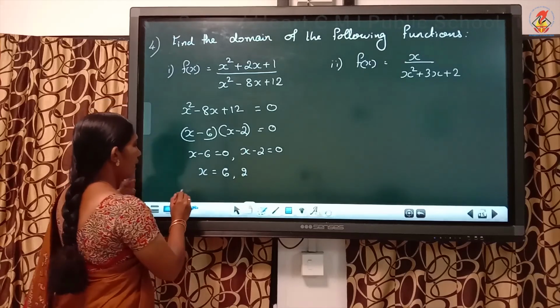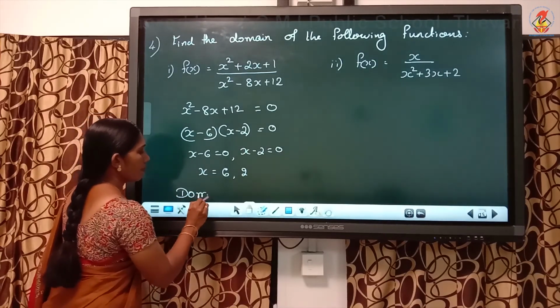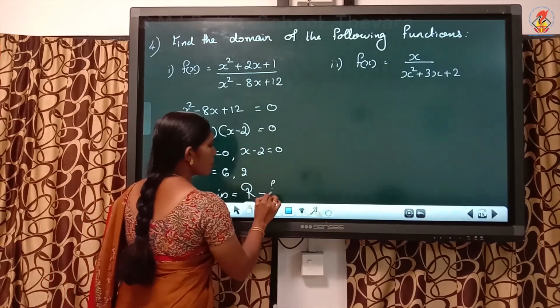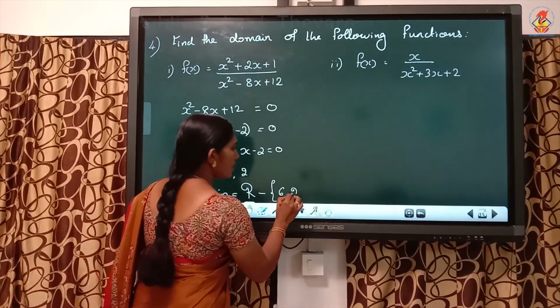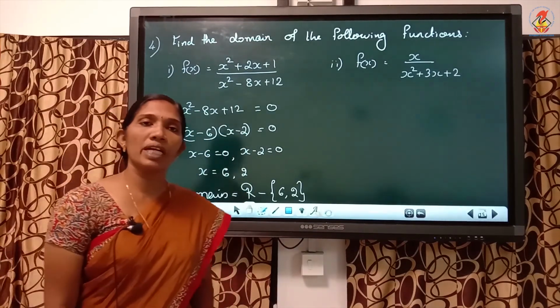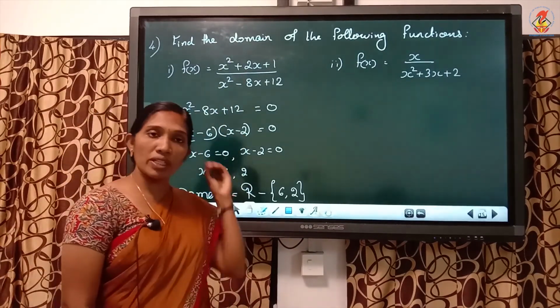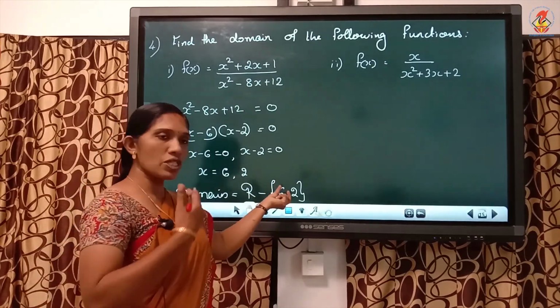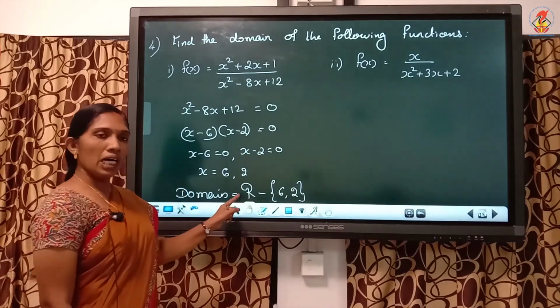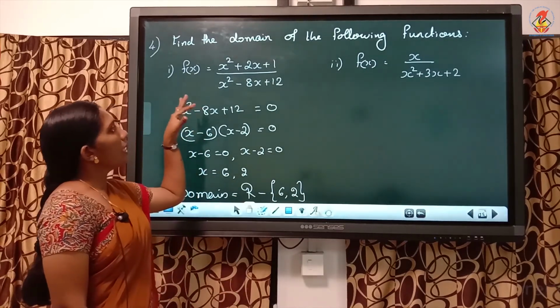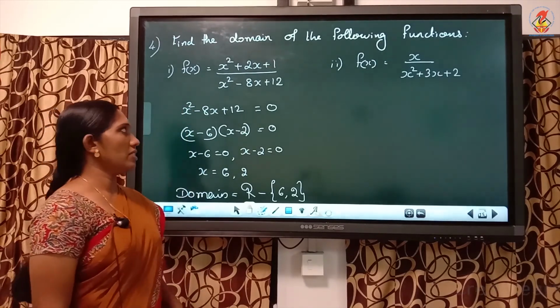So domain means set of real numbers minus these two values. Since at these 2 points the denominator is 0, if denominator is 0, this function is not at all defined. So these two numbers you have to delete from the set of real numbers. So this is the technique for finding the domain of rational functions.